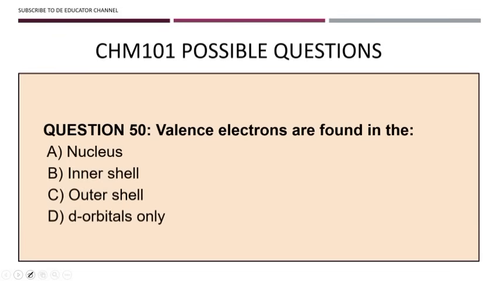Question 50. Valence electrons are found in the outer shell. I've been talking about that. They are found in the outer shell.